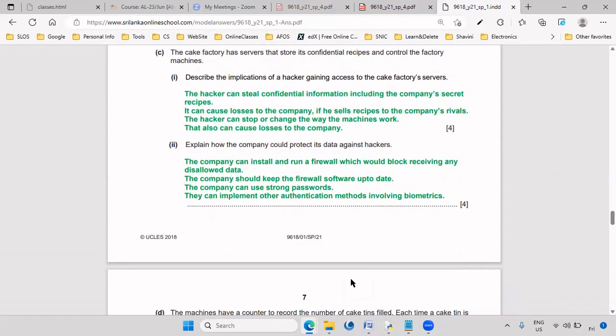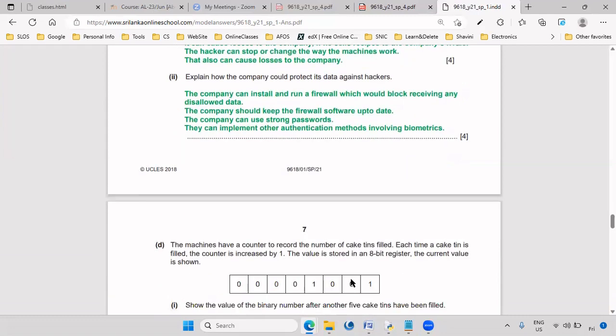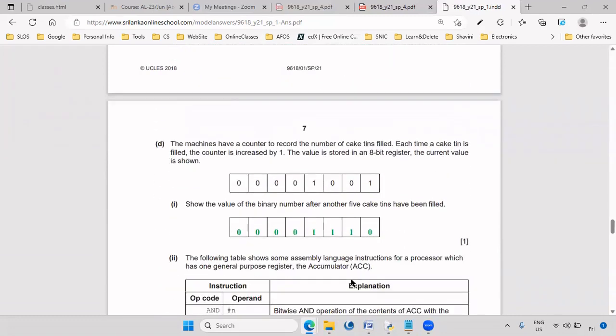The company can install and run a firewall, which would block receiving any disallowed data. The company should keep the firewall software up to date. The company can use strong passwords. They can implement other authentication methods involving biometrics. So you make it extremely difficult for a hacker. If they take these measures, the company can ensure security.